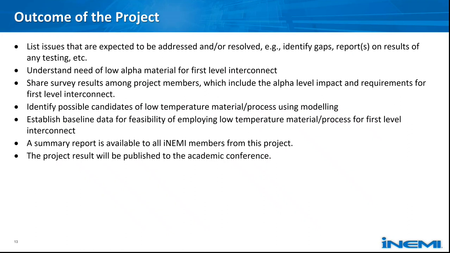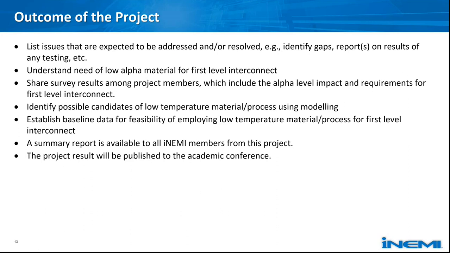And as an outcome of this project, what we would anticipate to see is a list of issues that are expected to be addressed and resolved in future. For example, out of all this characterization, we would identify gaps and report any results of testing, and we would also understand what the future direction could be for this area.